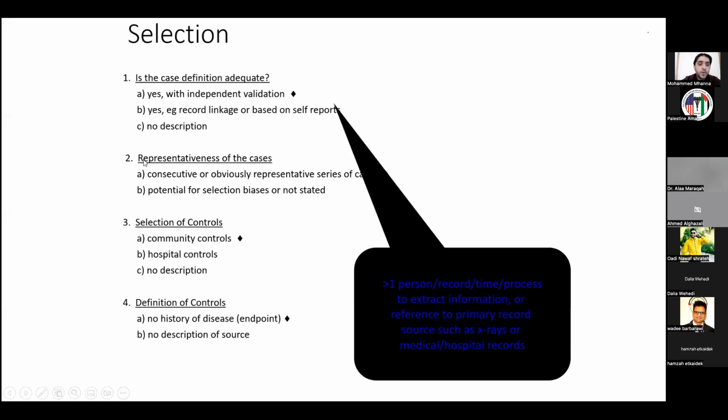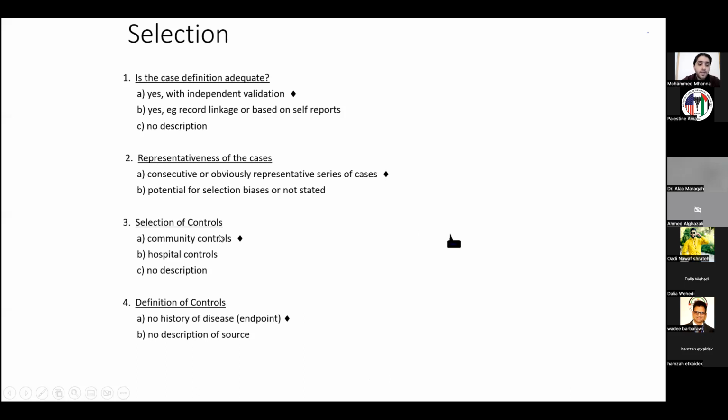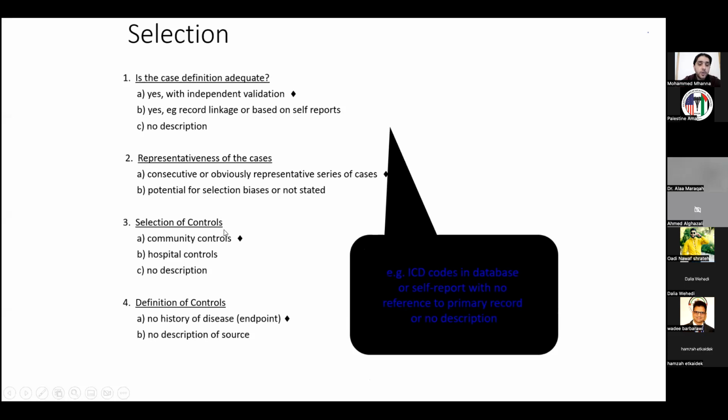And again, the same you do for the second item, the third item. So for example, selection of controls: if the controls were selected from the community, then you give them a star. If just from hospitals, or there was no description of the methodology of the control selection, you don't give them a point for this item. Here again, say that they describe the cases just based on ICD codes or self-report. Now you cannot give a star or a point for this study for this item.